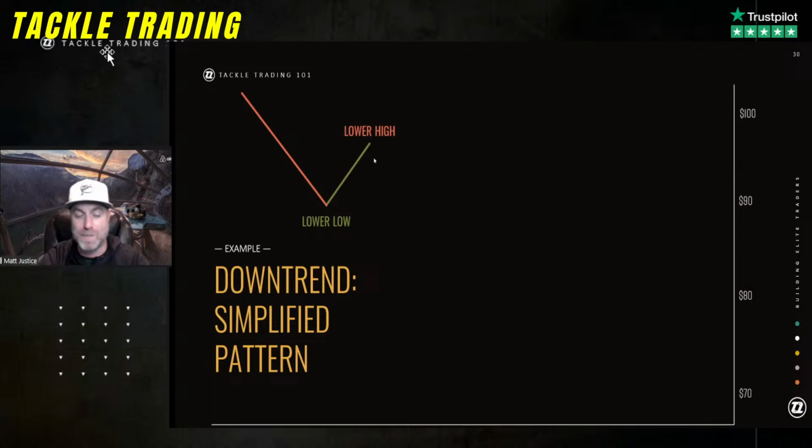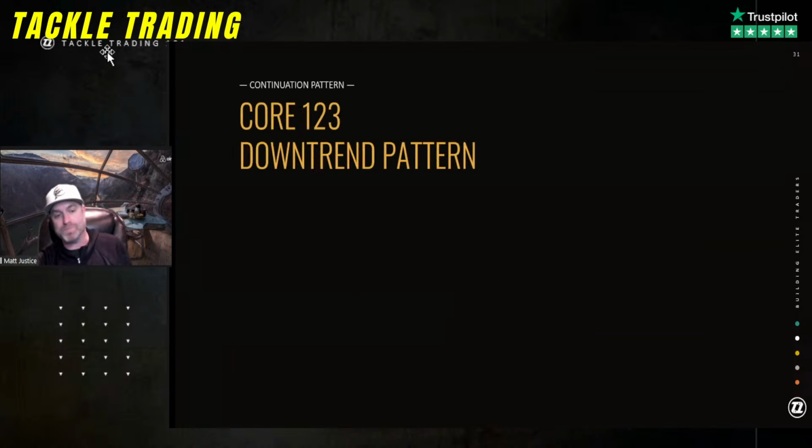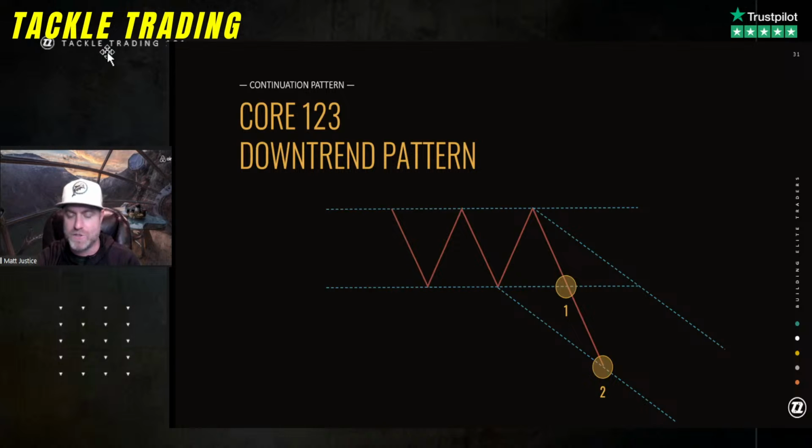All right. So in the simplified downtrend, we're just walking down the stairs: lower low, lower high, lower low, lower high, lower low. What's the next pattern? Lower high. And as we understand these things, we can start associating ourselves with them. For example, the core 1, 2, 3 bearish downtrend. You start with a violation of support. That's number one. That is a shortable situation.